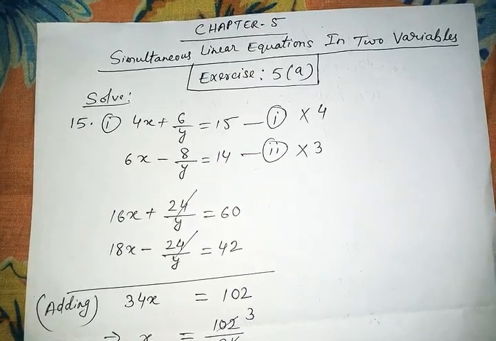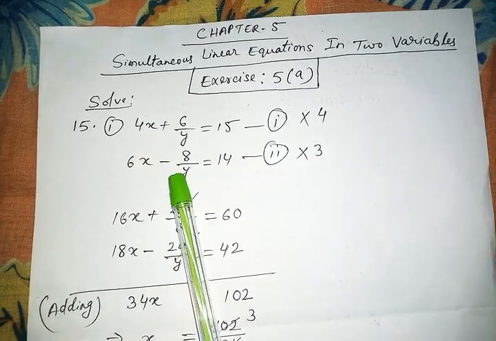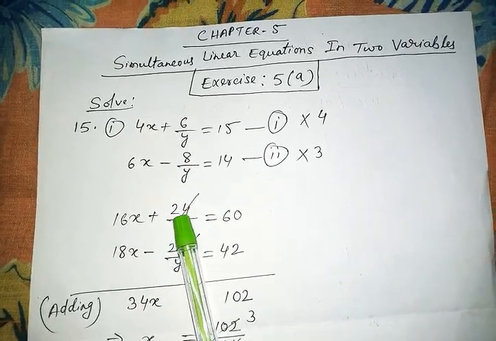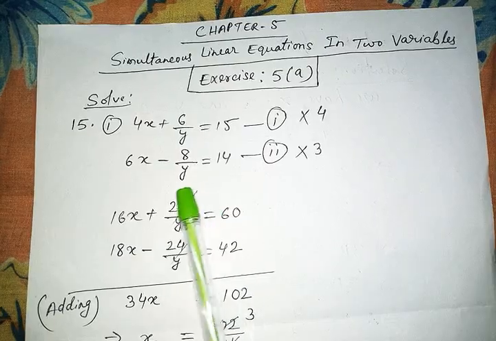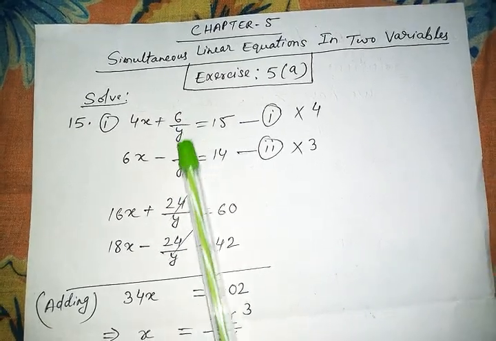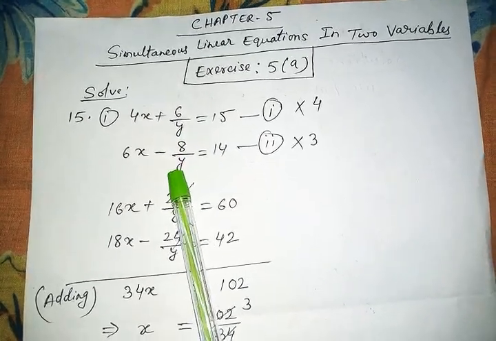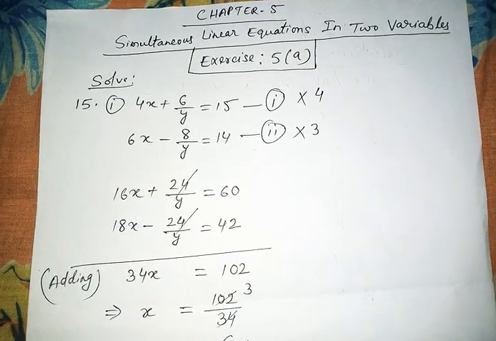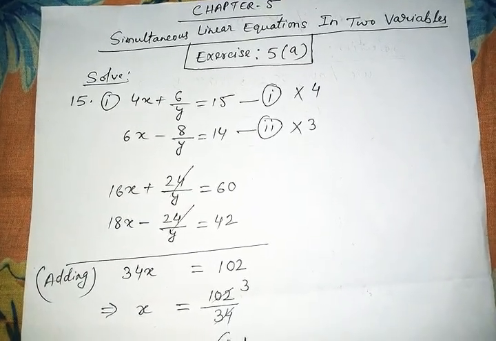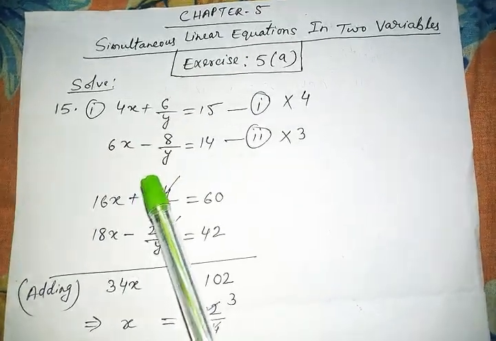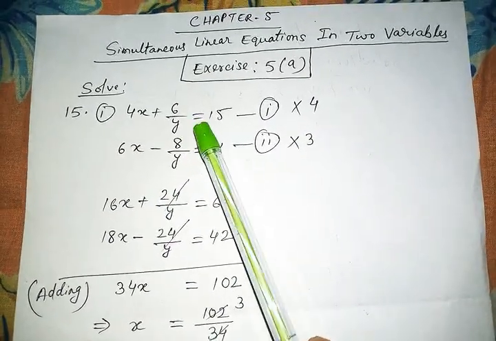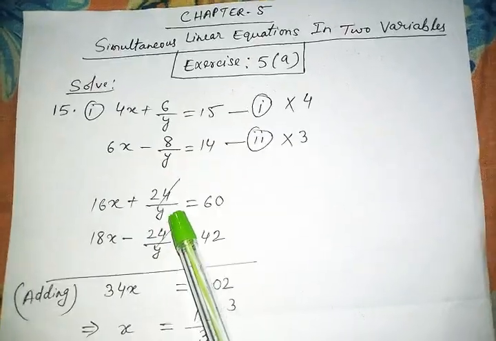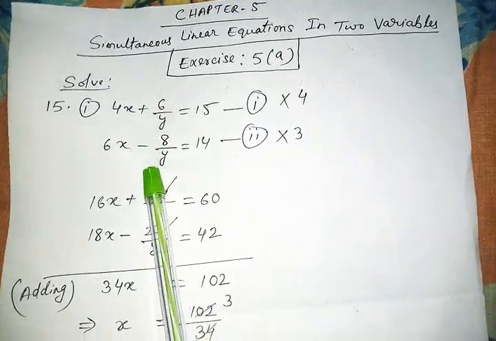Equation 2. Here we have to target to cancel either x or y. If we cancel x, we get the value of y, or if we cancel y, we get the value of x, and then we put the value of x in equation 1 and get y. That way we have to do it. Here we begin. We are planning to cancel y because y is in fraction form, so it is better to cancel y, and it is in plus and minus also.